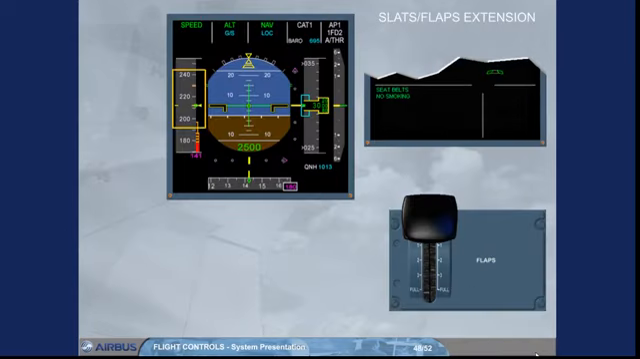We have activated the approach and the speed decreases to the magenta target, but it stops at green dot due to the clean configuration. Now, we may set the flaps lever to position 1 because the current speed is below the amber dashes, which relate to the VFE for the next configuration. Note, the amber dashes are called VFE next.